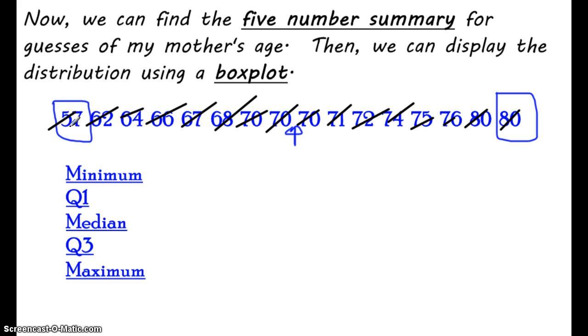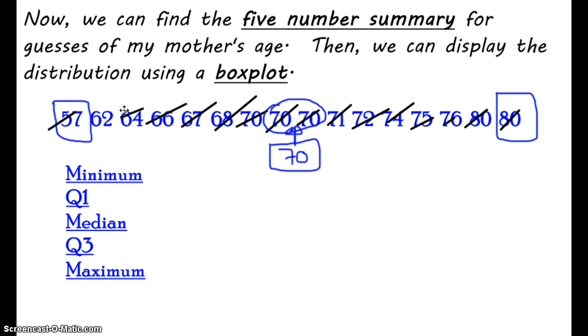And if I count the numbers to the left, 1, 2, 3, 4, 5, 6, 7, 8, and then those to the right, 1, 2, 3, 4, 5, 6, 7, 8, the number that's here will represent the median. Now, if there are two numbers in the middle, as we have here with our 70s, then we take the average of the two, and we're lucky to find that the average of 70 and 70 is 70. So this is our median, and that is a value that we will use for the five-number summary. Now, let's clear some of these things away.